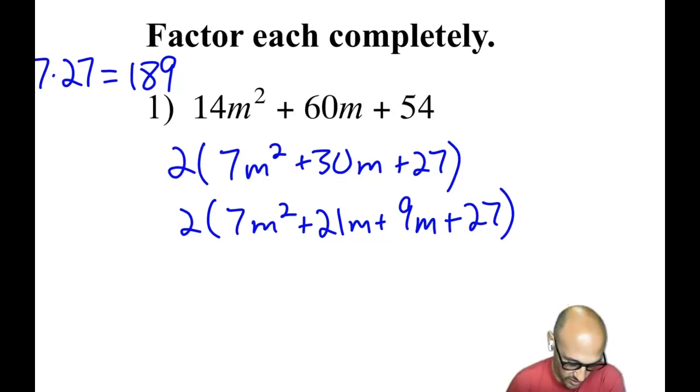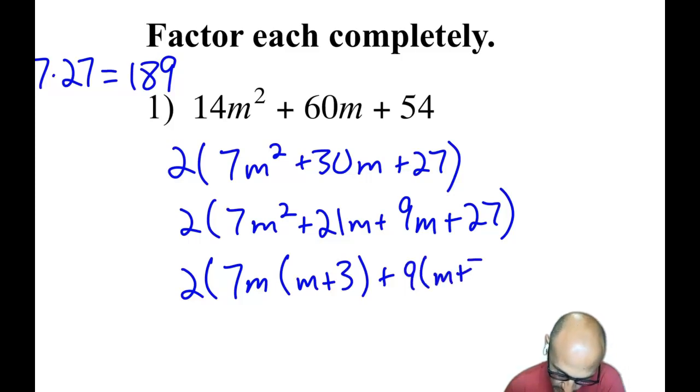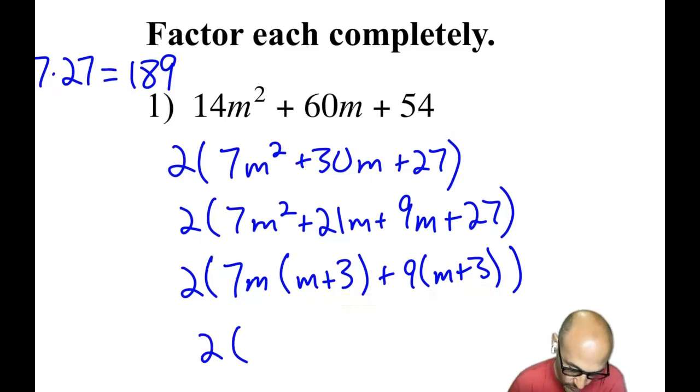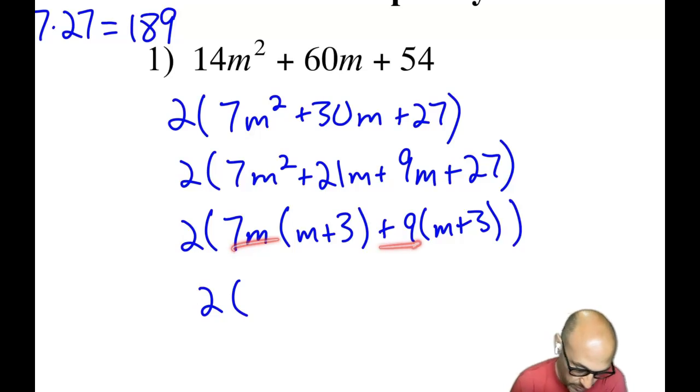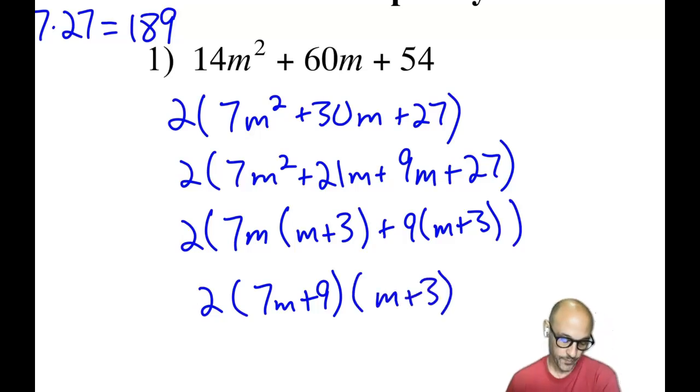That is kind of ugly. It is not nice. But I can factor out a 7m from these two terms now, and so that'll be m plus 3. And from these two terms, I can factor out a 9, and that will give me m plus 3. Oh, and there's what I was looking for, that m plus 3 is right there. So I have 2 times the quantity 7m plus 9, because now I'm factoring out the m plus 3 from each of those, times the quantity m plus 3. And there we go.